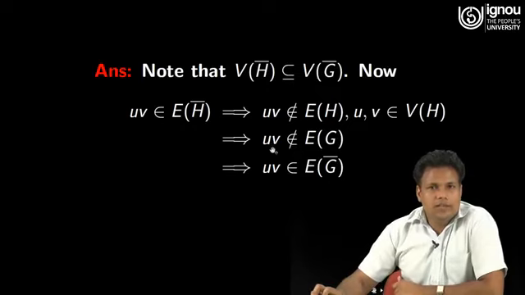Now, this means that UV belongs to E(G bar). So, thus we have shown that E(H bar) is a subset of E(G bar), and therefore, H bar is an induced subgraph of G bar.